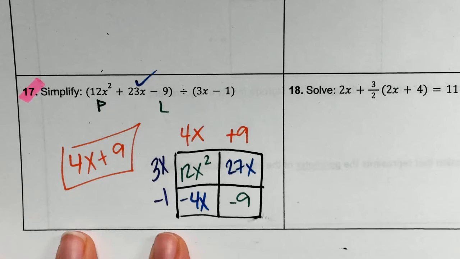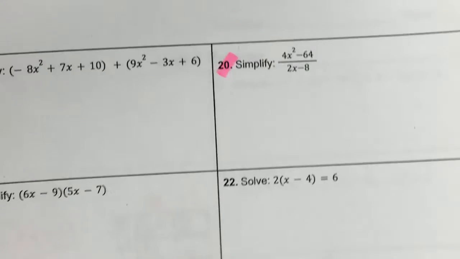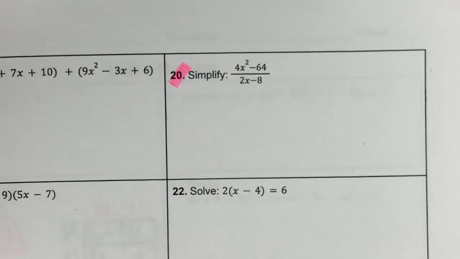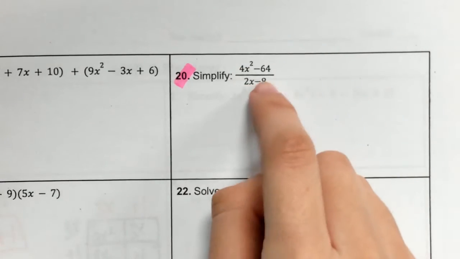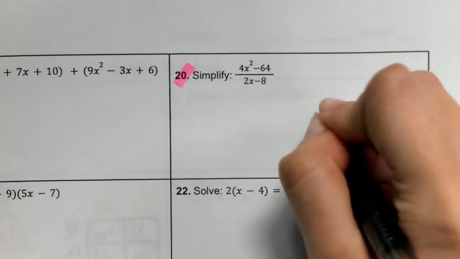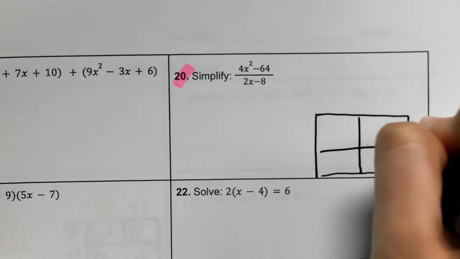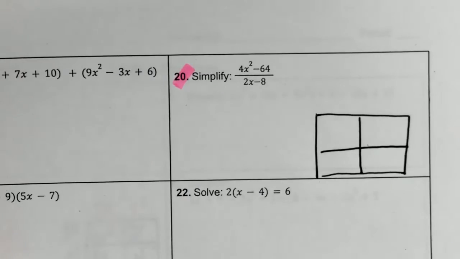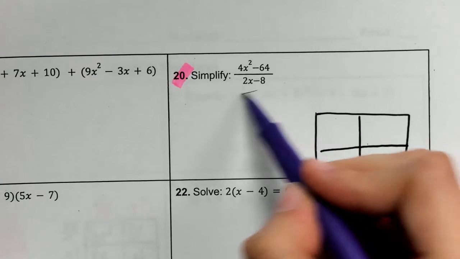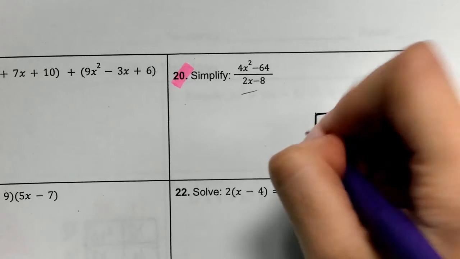Now we're going to go to the next page to do the last two problems. So you have problem 20, which is, once again, a division bar or a fraction bar, so it's still divide. So make sure you know when to divide, when to add, and when to multiply, and when to subtract. Draw your 2 by 2 box.